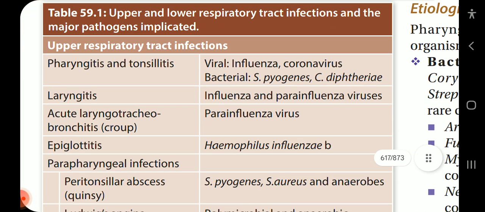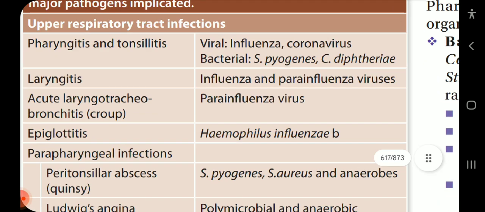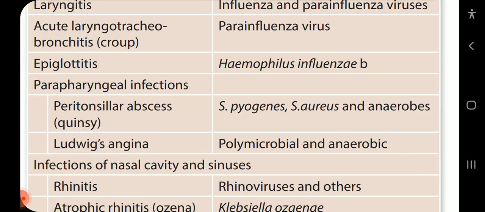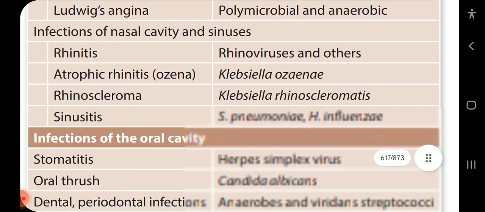Now, the upper and lower respiratory tract infections and the major pathogens implicated. Upper respiratory tract infections: pharyngitis and tonsillitis by viral influenza, coronavirus, and bacterial by Strep pyogenes and Corynebacterium diphtheriae. Laryngitis by influenza and parainfluenza virus; acute laryngotracheobronchitis, croup, by parainfluenza virus; epiglottitis by Haemophilus influenzae B; parapharyngeal abscess; peritonsillar abscess, quinsy, by Strep pyogenes, Staph aureus and anaerobes; and Ludwig's angina by polymicrobial and anaerobic organisms.